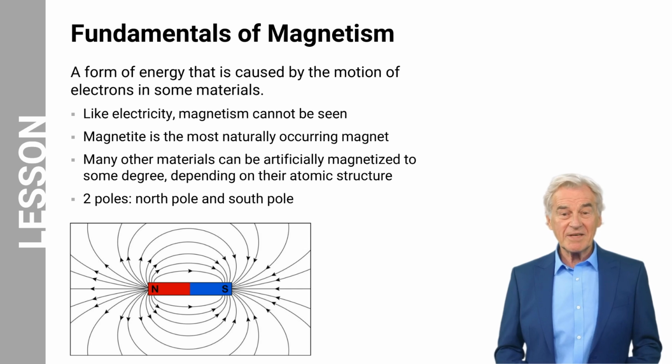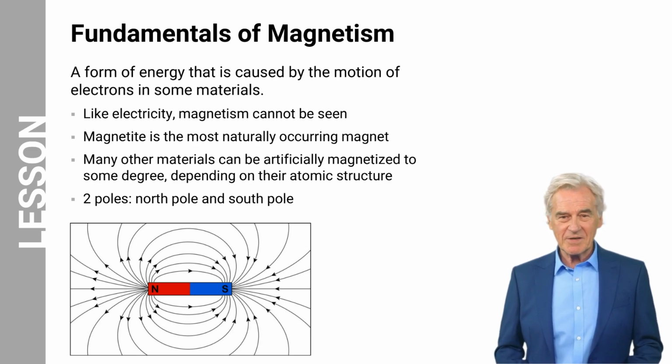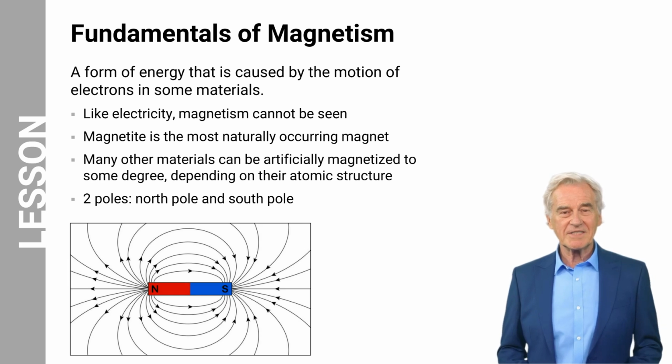Let us start with the fundamentals of magnetism. Magnetism is a form of energy that is caused by the motion of electrons in certain materials. Although invisible to the human eye, just like electricity, magnetism is a powerful force. Magnetite is the most common naturally occurring magnet, but many other materials can be artificially magnetized to some degree. The north pole of a magnet is the end that, when freely suspended, points towards the Earth's geographic north pole. The south pole of a magnet is the end that points towards the Earth's geographic south pole.